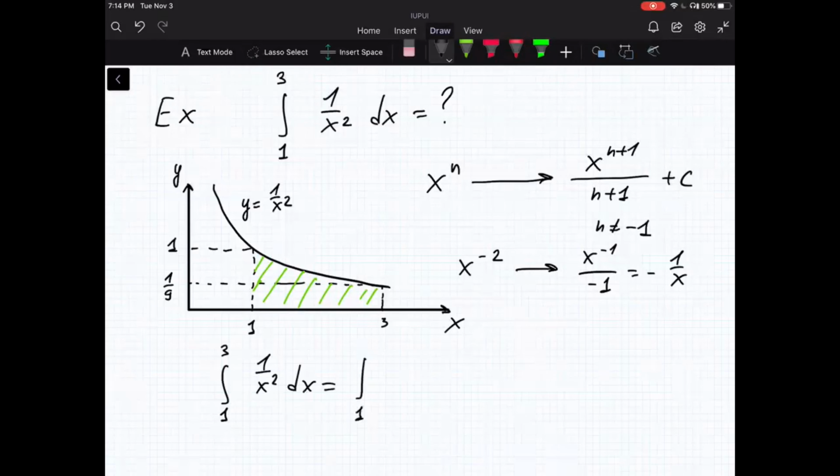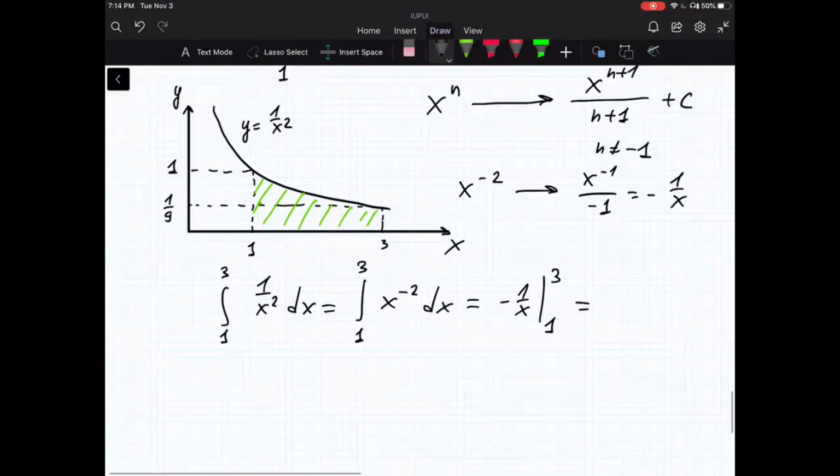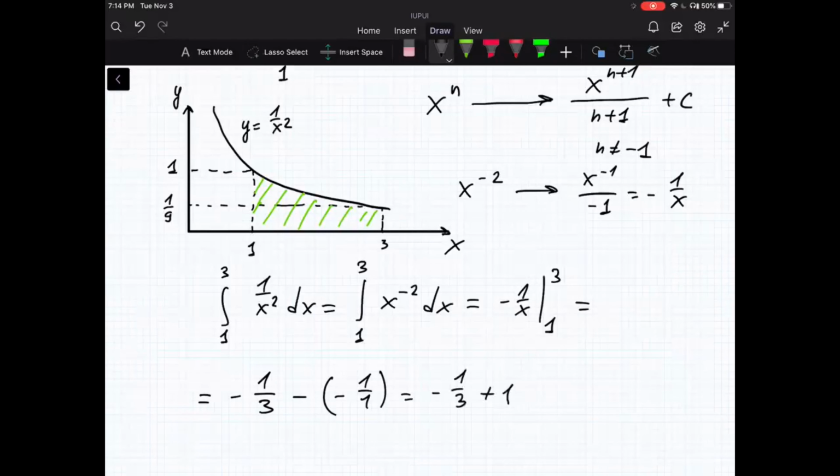And thus, my integral from 1 to 3 of 1 over x squared dx, which is the same as the integral from 1 to 3 of x to the power -2 dx, will be the substitution of this function from 1 to 3. And so it's the value at point 3, so it's -1 over 3, minus its value at point 1, which is -1 over 1. And so it gives me -1/3 plus 1, which is 2/3. And this is the final answer.